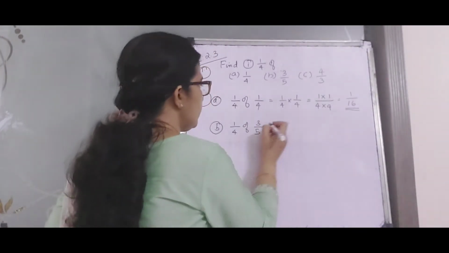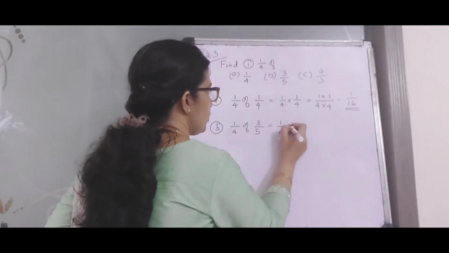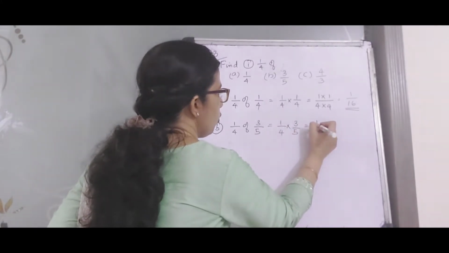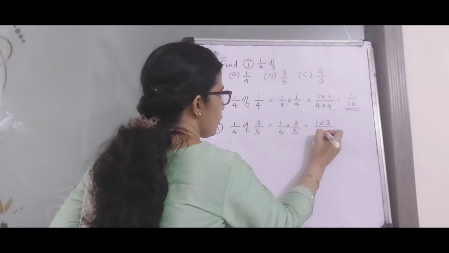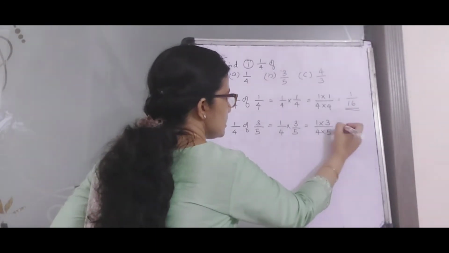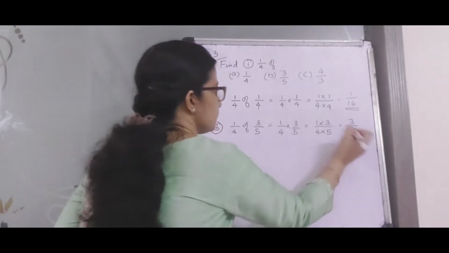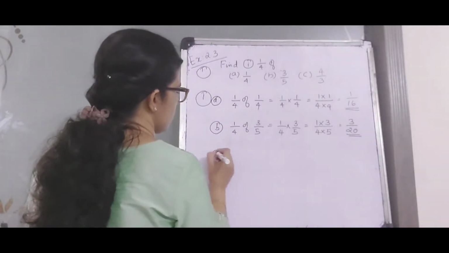Okay, now take the B part of this, 1 by 4 of 3 by 5. So similarly this "of" can be replaced by a multiplication sign. So 1 by 4 into 3 by 5, which is equivalent to 1 into 3, numerators, divided by 4 into 5, denominators, is equivalent to 3 by 20. Okay, now let's take the C part.